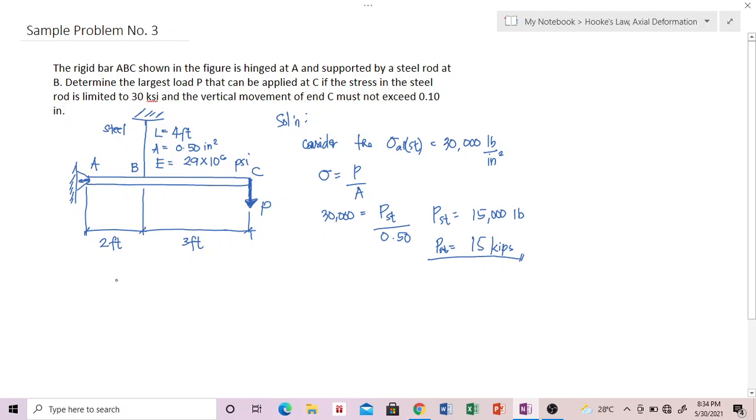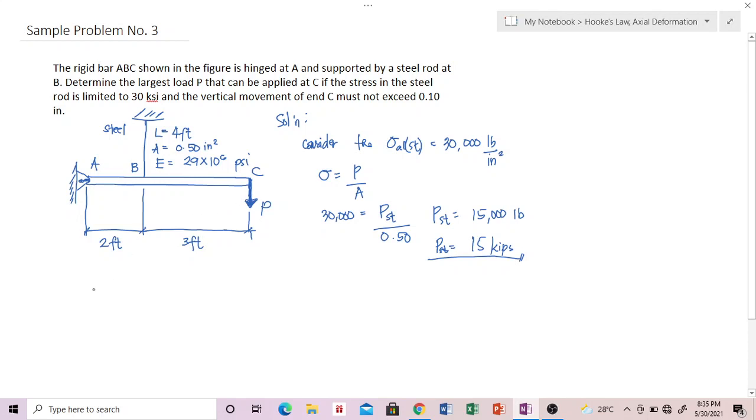Okay, class, once the load P is applied, what will happen to the rod? The rod will rotate. There is no displacement at A since it is supported by the hinge, so point A stays the same. But at point C, once the load P is applied, the steel will deform and elongate. Obviously, it is in tension. So when the rod rotates, point C will move down, and its allowable movement is only 0.10 inch.